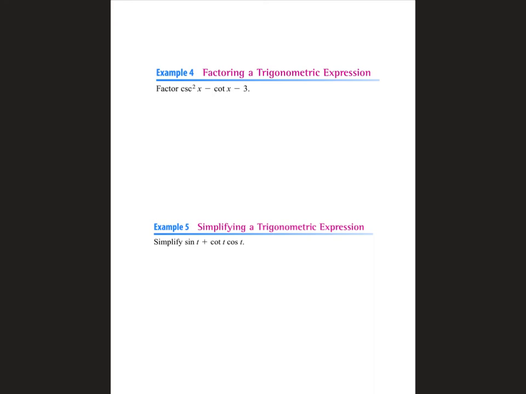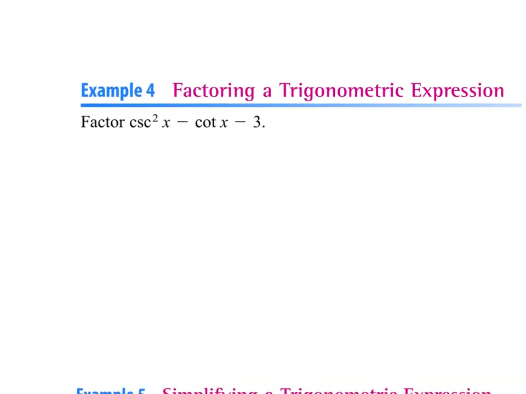So let's take a look at example 4. So again, we're factoring here. The only difference is we have cosecants and cotangents in this problem. So this would be like saying x squared minus y minus 3. Can we factor this? No. So we want to get all of our trig functions to be the same thing. So what do you think we can do?